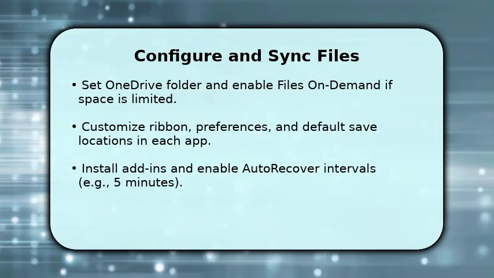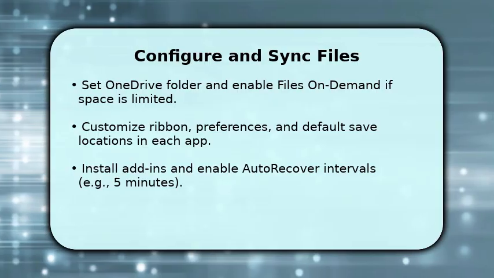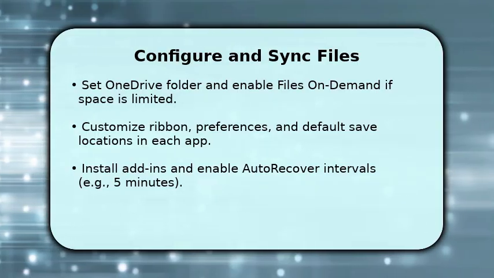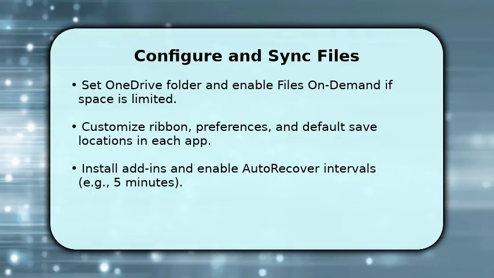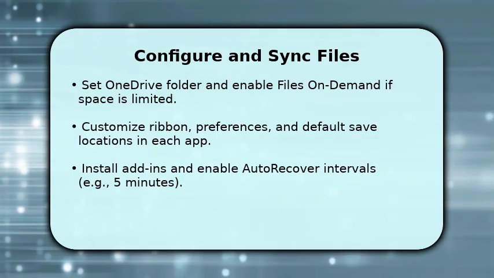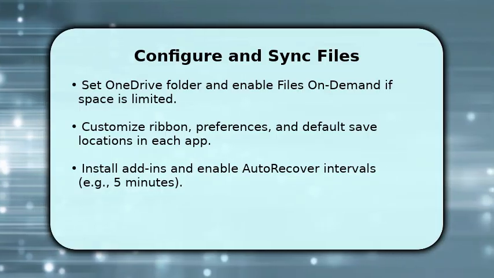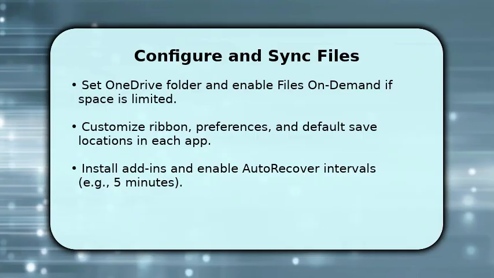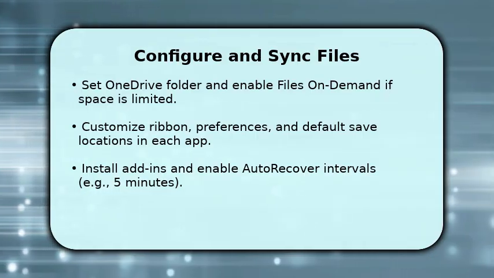Next, configure file syncing and app preferences so your workflow is smooth. Start OneDrive, choose a local folder and enable files on demand to save disk space while keeping cloud access. Then open Word or Excel and adjust the ribbon, font defaults, and default save locations to your preference.